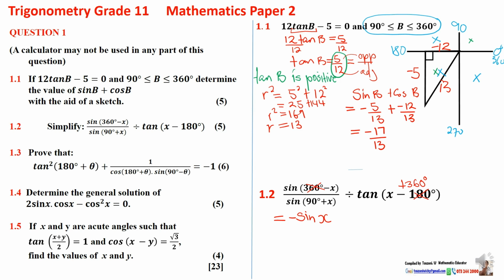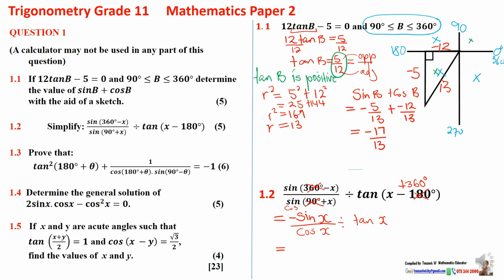The bottom one, if you see 90 degrees, two things happen. The 90 falls away and the sine changes to cos and the cos changes to sine, because this is a cofunction. So the sine of 90 plus x becomes the cos of x. So this is divided by the tan of x. Now I can carry on.